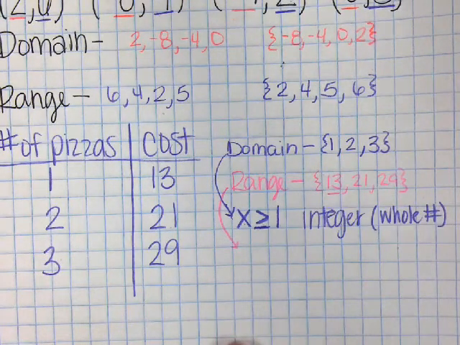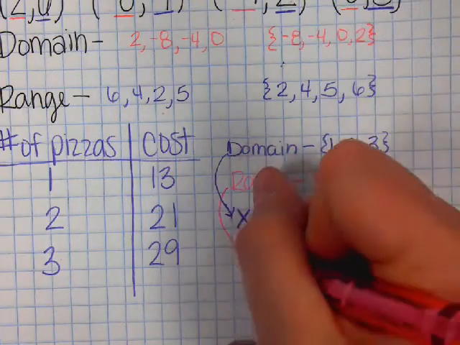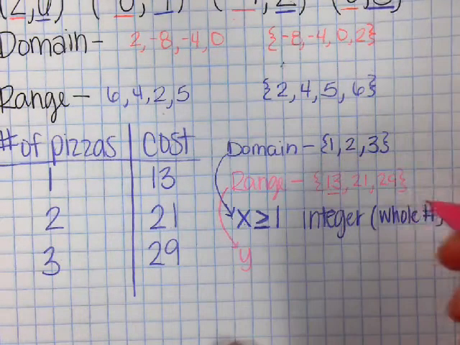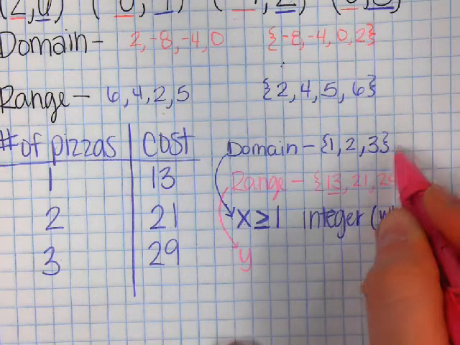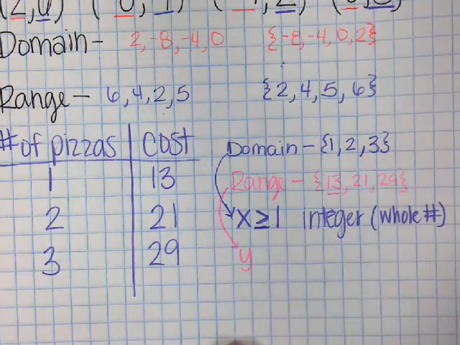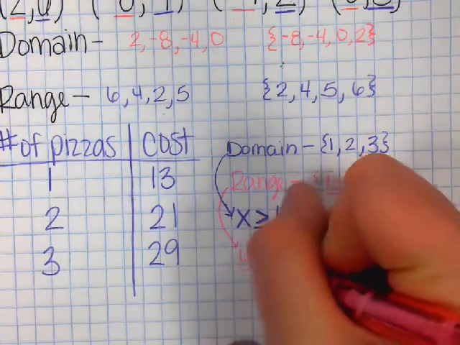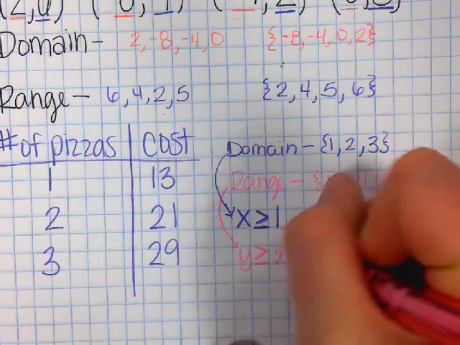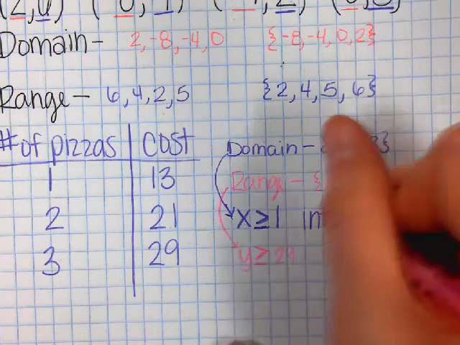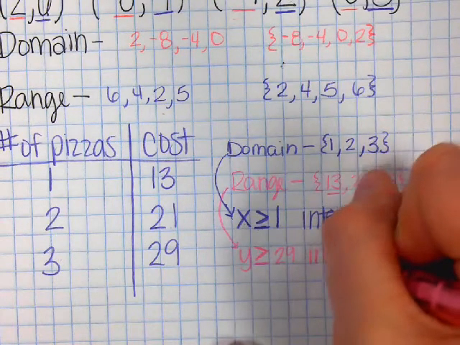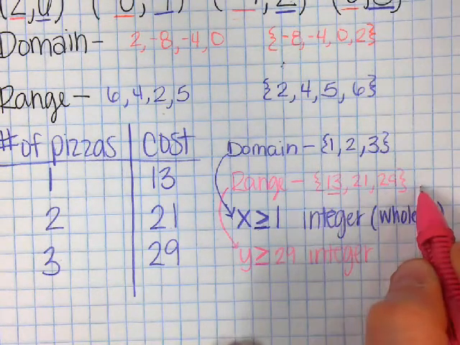So 13 is the lowest. What is the largest? 29 is just the highest they said, but if I ordered 4 pizzas, then my price would be higher than that. So you would again just say y is any number greater than 29. Okay, and in this case, they're all whole numbers or integers.